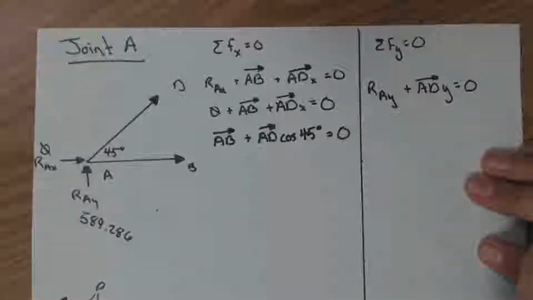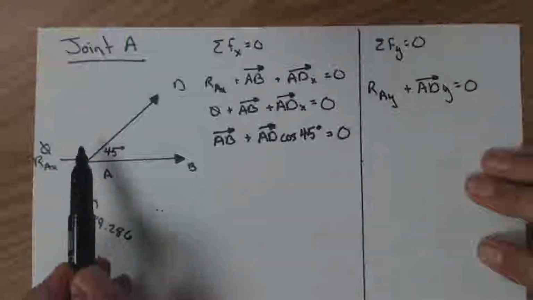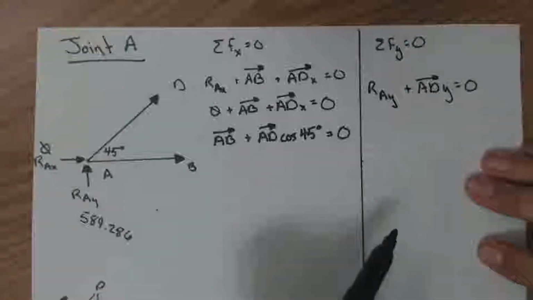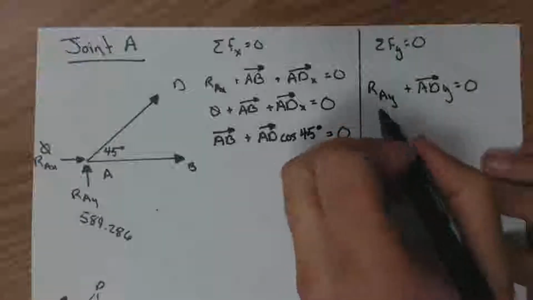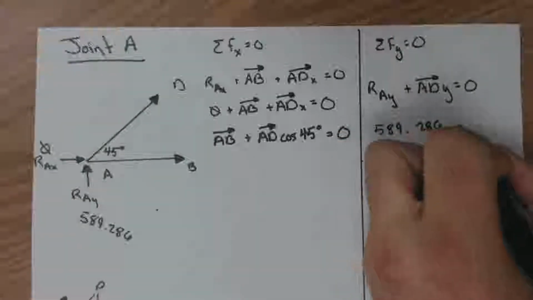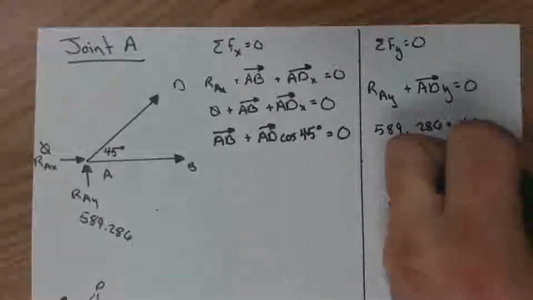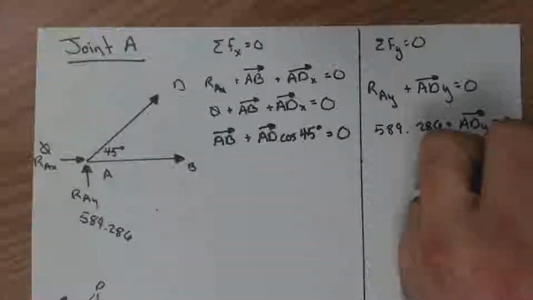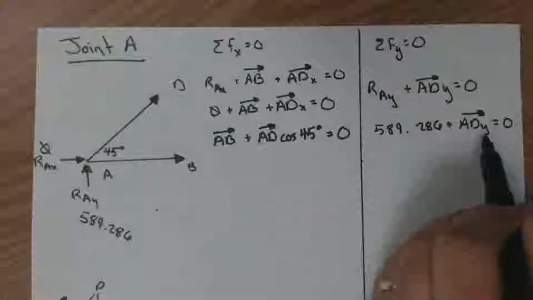Those two things must add up to get me 0. Nothing else is applied in the y-axis. Awesome, because this I know is a 589.286 added to my vector. But I know the y component.